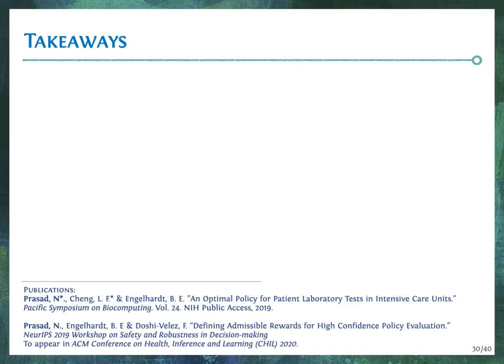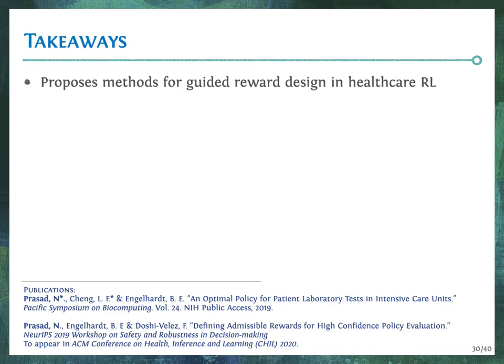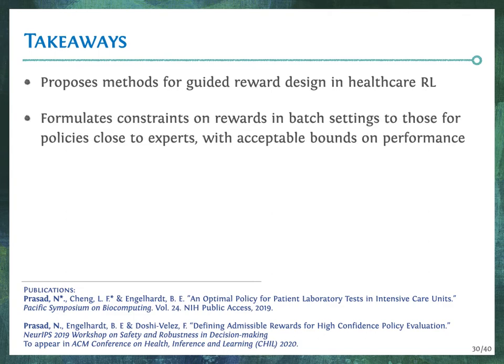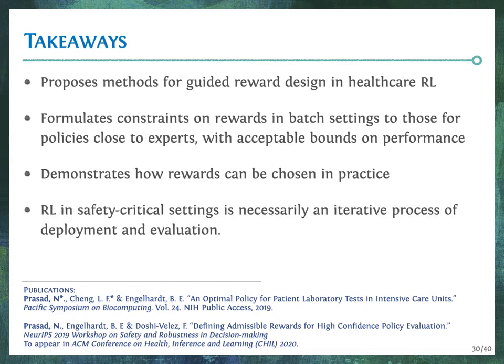So to conclude this section, what we're presenting here is a method for guiding reward design for RL using batch data from suboptimal experts. We formulate constraints on rewards to those for policies close to experts and with acceptable bounds on performance, and demonstrate how rewards can be chosen in practice from the space of functions satisfying these constraints. What we'd also want to take away from this is that reinforcement learning in safety-critical settings is necessarily an iterative process of deployment and evaluation to move our policies incrementally towards ideal behavior.